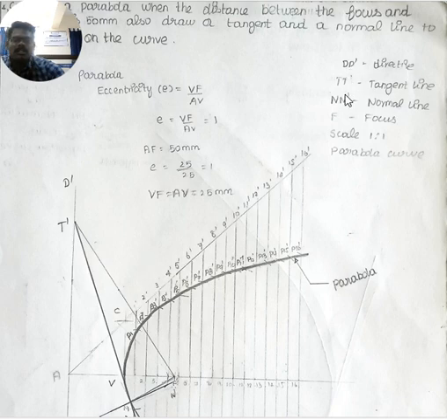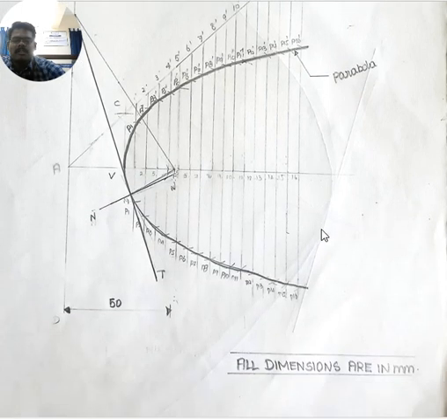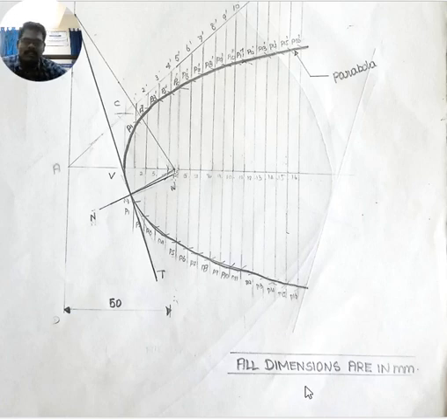T dash means directrix line, TT dash tangent line, N dash normal line, F means focus. What type of scale? Actual, for whatever dimensions they have given, for the same we have drawn. So scale is 1:1. The curve is a parabola. So at the bottom right of the answer you have to write all dimensions are in mm. That means the drawing is made following the mm unit. Okay.